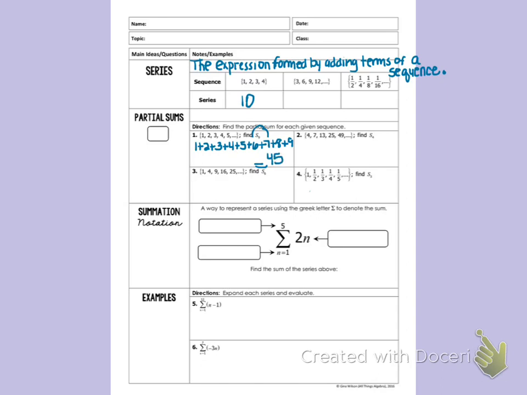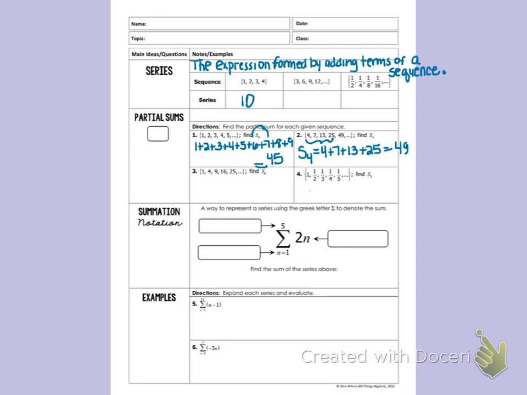In number 2, they want me to find the sum of the first 4. So I've got the first 4 terms right there. I just have to add them up. If I wanted to find S sub 4, I just add the first 4: 4 plus 7 plus 13 plus 25. Notice we're using S's instead of A's. S means the sum of the series of the first 4 terms in this case. So 4 plus 7 plus 13 plus 25 is 49. So S sub 4 is 49.